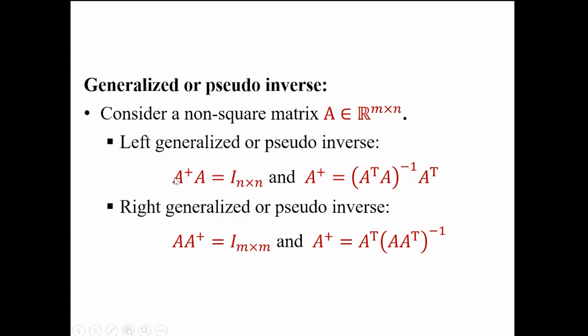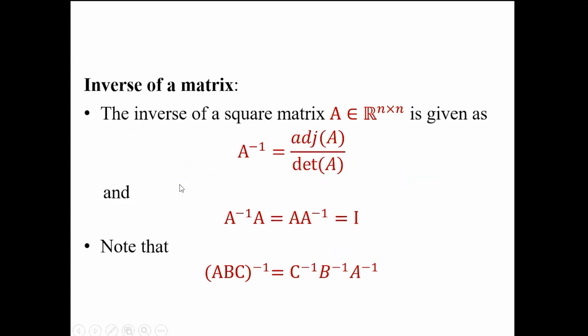We call this left because this is the pseudo inverse appearing here. If you multiply this pseudo inverse by A, this is what we should get. You remember this is the inverse of A. If you multiply the two together, you get I. If you multiply A and its inverse, you get I for an n by n matrix.